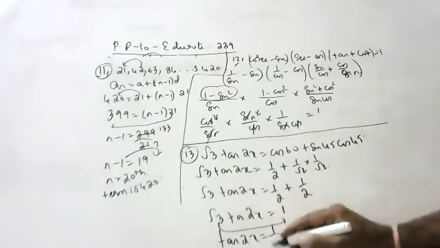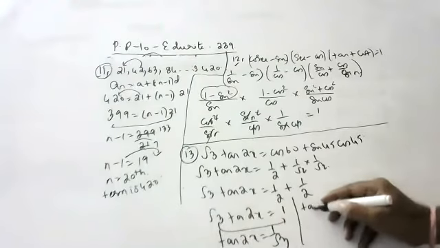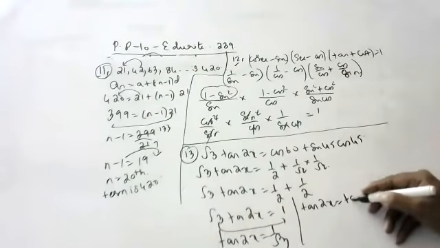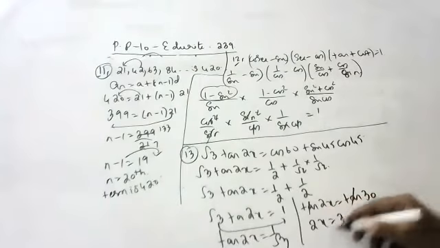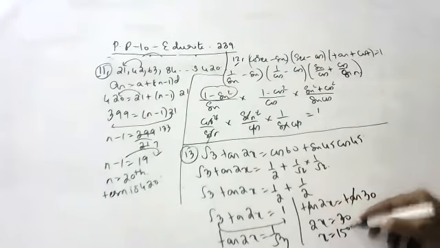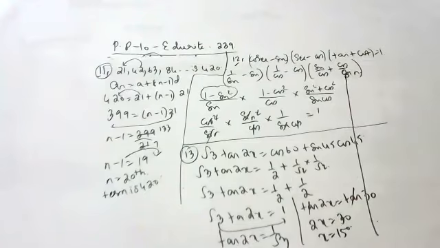Tan 2x is equal to 1 by root 3. Tan 2x is equal to tan 30. So 2x is equal to 30. So x is equal to 15. Yes. Say one more.